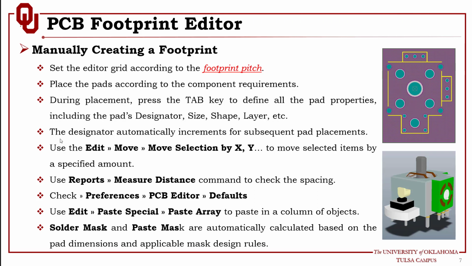So the designator automatically increments for subsequent pad placement. When you pick up the first pad in your footprint, the number one will automatically be assigned to this pad. When you place it, another one will be ready to place, and it will automatically have the designator number 2, and then the third one will have the designator number 3, and so on.